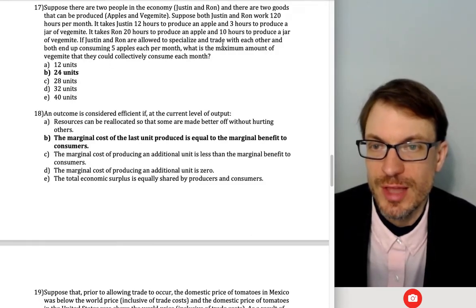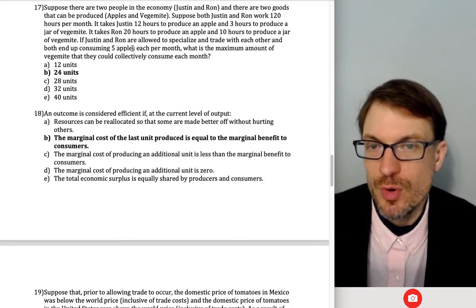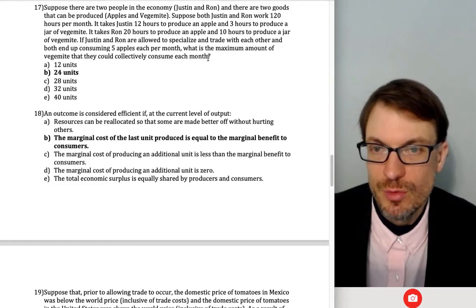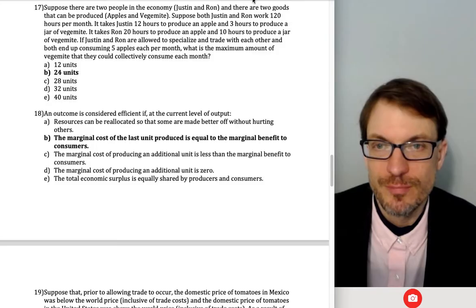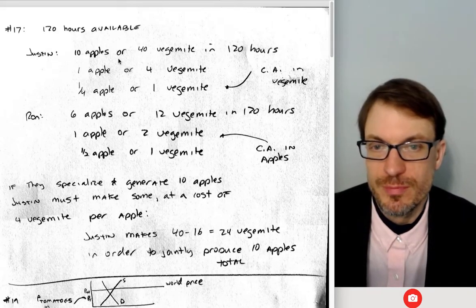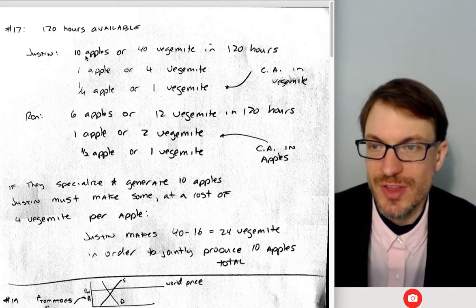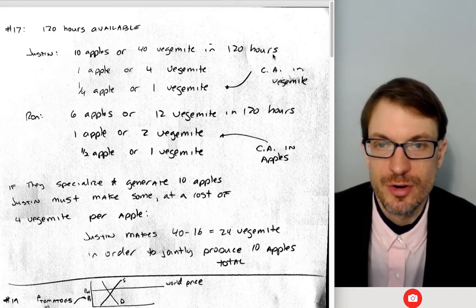If they're both allowed to specialize and trade, but both end up consuming 5 apples per month, or between them 10 apples, what's the maximum amount of Vegemite they could collectively consume? Okay, so here's my work. I got 120 hours available. Justin can produce 10 apples or 40 Vegemite in 120 hours.